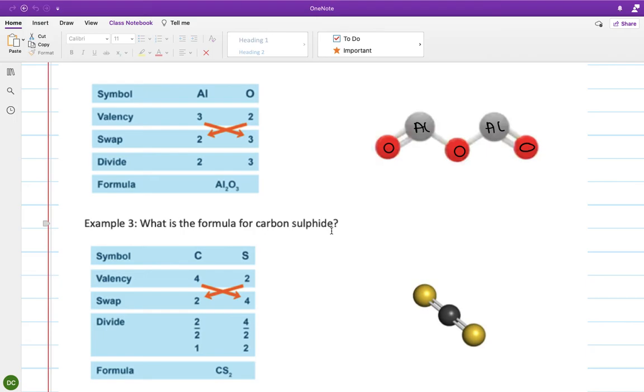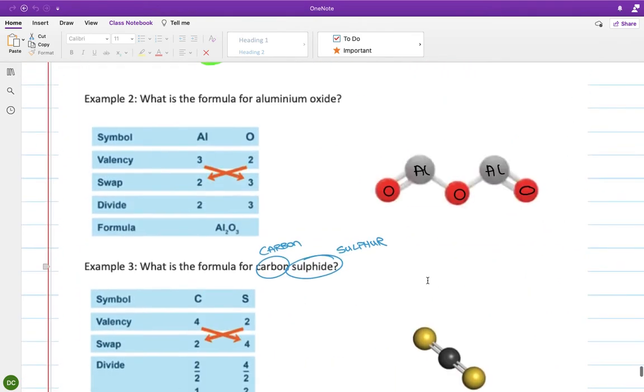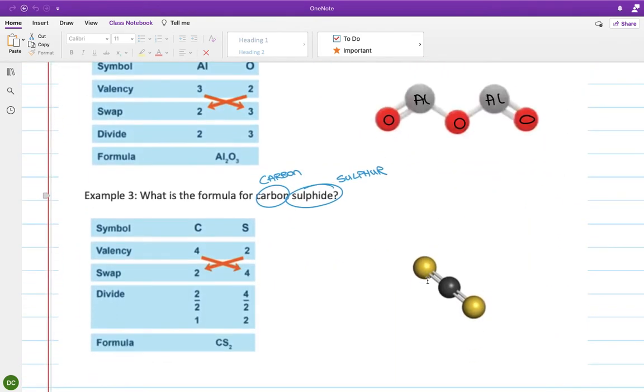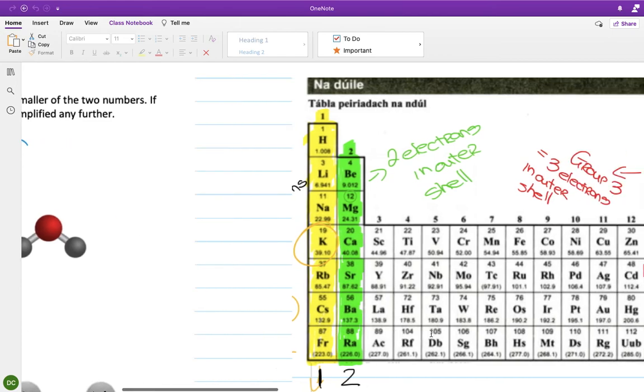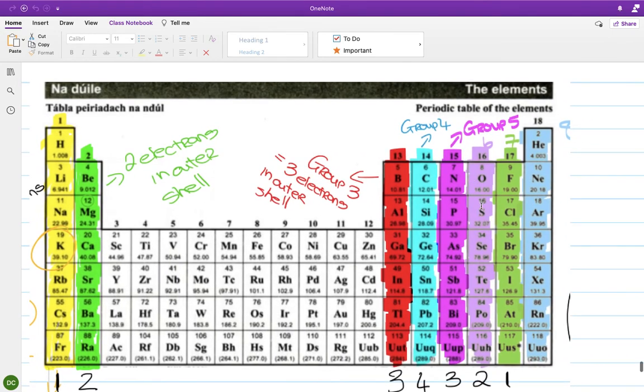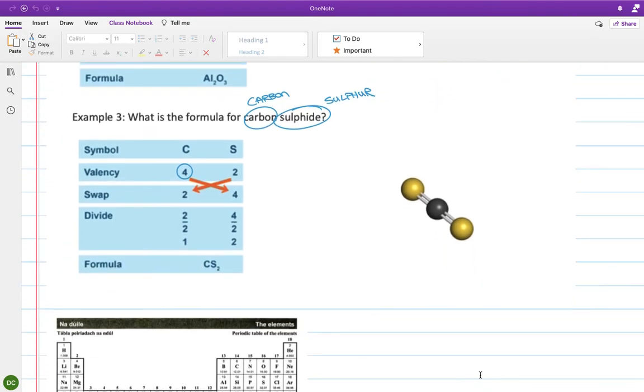So there's one more here, carbon sulfide. So carbon is carbon. And sulfide comes from sulfur. Okay, so carbon, there's carbon there. So that's in the 4th group. Remember that had the valency of 4, kind of stuck in the middle. So that's where that 4 is coming from. Sulfur, there it is there, look, S. So that's in group 6, which means it has a valency of 2 because it wants to get an extra 2 electrons. So that's where the 2 comes from.